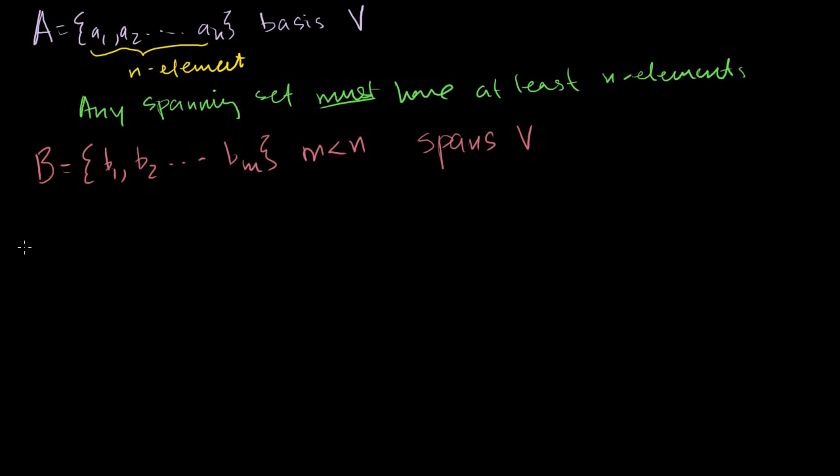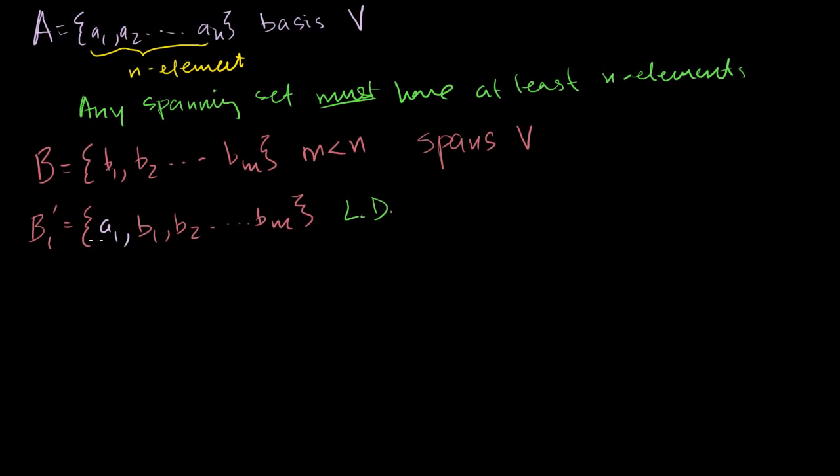Let me define a new set. Let me call this new set B1 prime, and you'll see why I'm using this strange notation. It's essentially going to be the set B plus my vector a1. So it's a1, and then I have all of my elements of B: b1, b2, all the way to bm. Now, I think you and I could both agree that this set is linearly dependent. How do I know that?